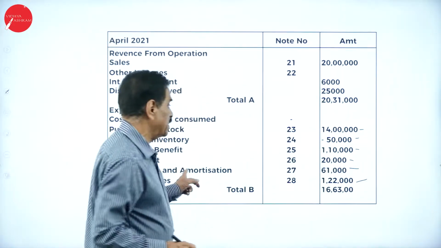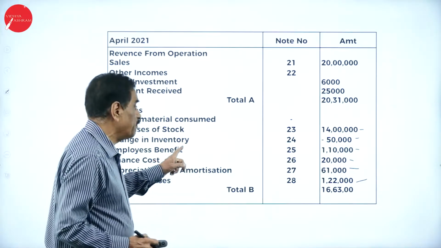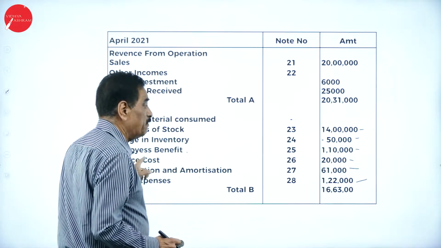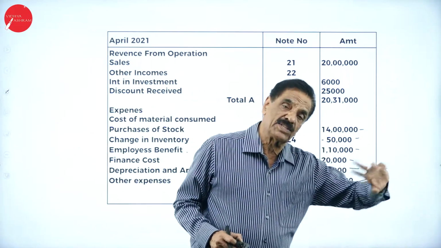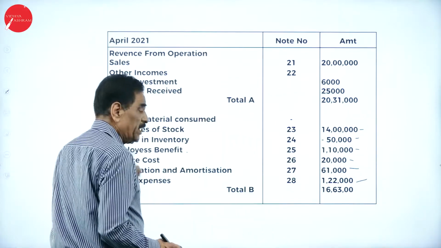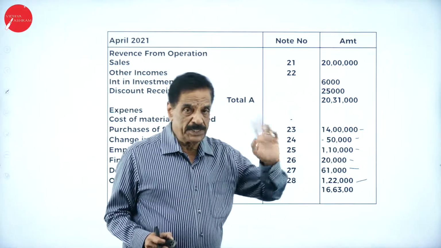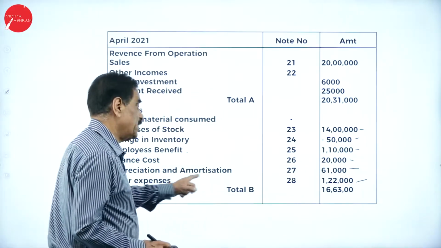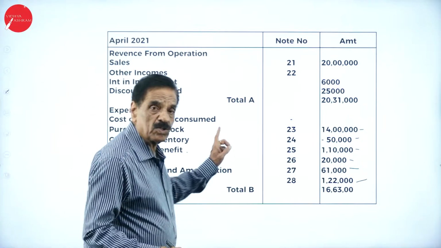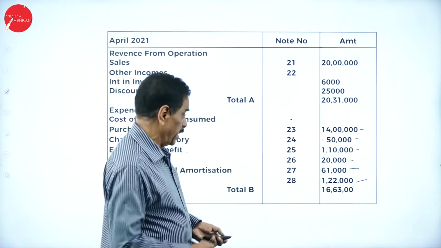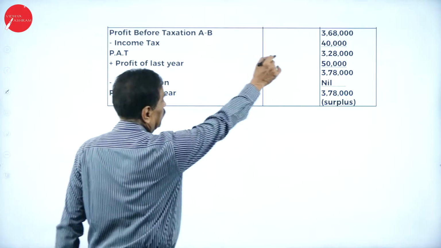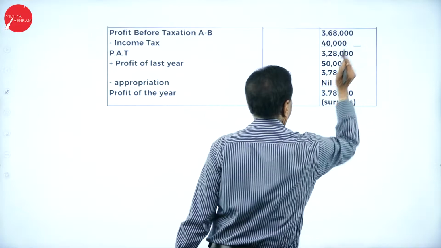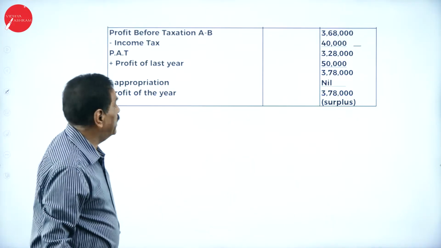This is depreciation. This is finance cost, interest on debenture. This is change of inventory, opening stock minus closing stock. Then employees benefit, nothing but salaries and wages, 60,000 plus 50,000. Then finance cost, interest on debenture paid 10,000, add outstanding 10,000, total it will come 20,000. Depreciation as calculated. Other expenses, we have shown everything now. Totally it will come 16 lakh 63,000. If you deduct now A minus B, it will come 3 lakh 68,000 minus income tax paid 40,000. It becomes 3 lakh 28,000.